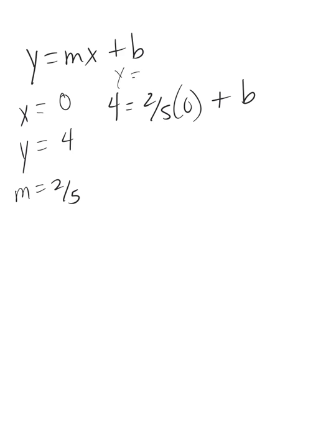Because that was your y, that was your m, that was your x, plus b. What's 2/5 times 0? 0. So 4 is going to be b. Okay. Cool. So now you have your slope-intercept form.